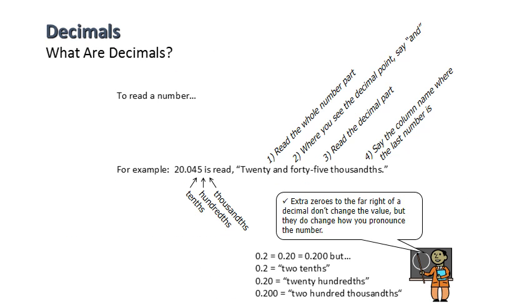But now, how can I read a certain decimal number? We will take, for example, 20.045. How can I say it in word form? The first step, if you look, you read the whole number part. What do I have in the whole number part? I have 20. So it's written 20. Instead of the decimal point, so every time you see a decimal point, you say "and". So here I have "and".